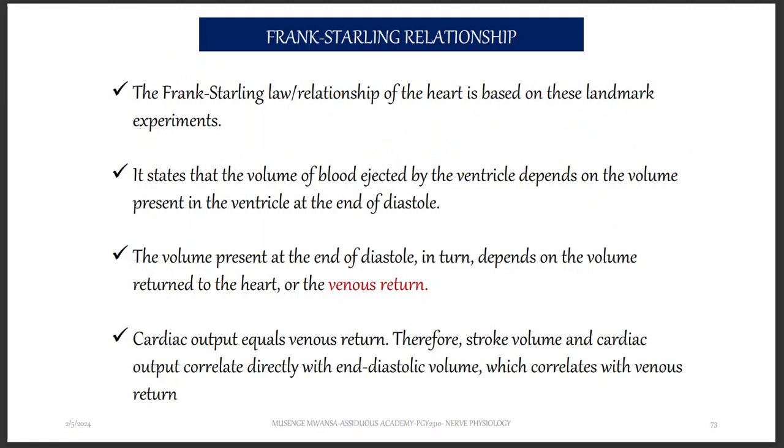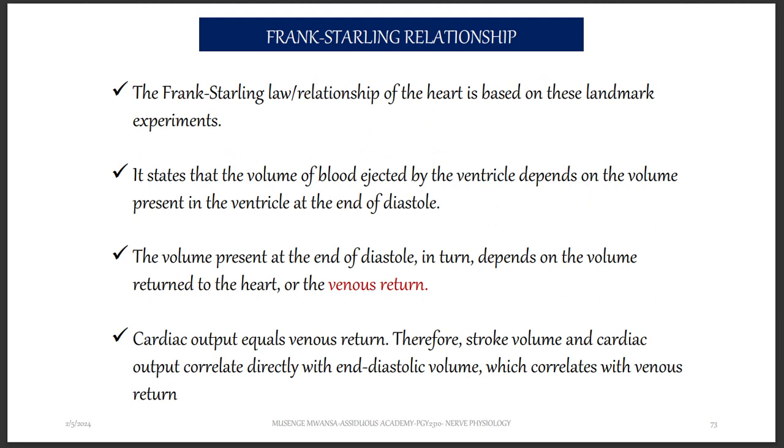Okay, so we have also got the Frank-Starling relationship. This Frank-Starling law or relationship of the heart is based on an experiment: the volume of blood that moves out of the ventricles will depend on the volume of blood which is present in the ventricles at the end of relaxation. So how much you are going to push away will depend on how much is available. The volume present at the end of diastole also depends on the volume that has been taken back to the heart, and that is known as venous return.